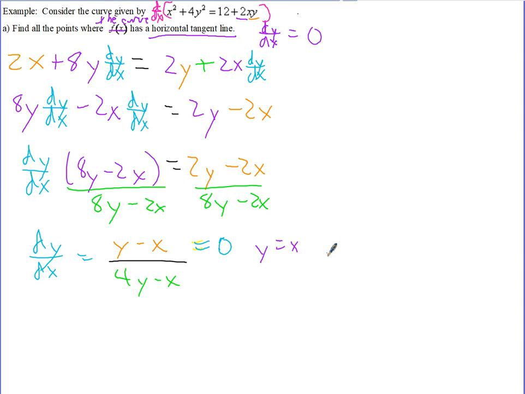And again, on these, you have to find the other point. You have to substitute back into the original equation. There has to be a point on this curve.